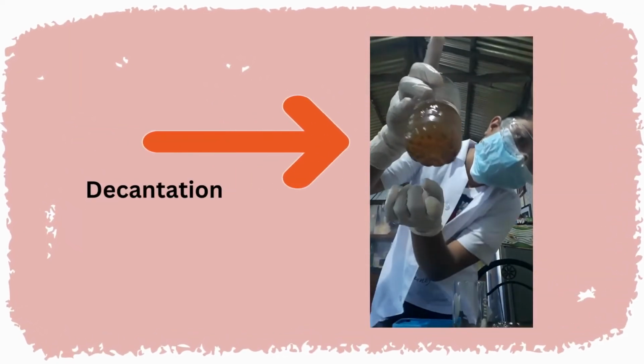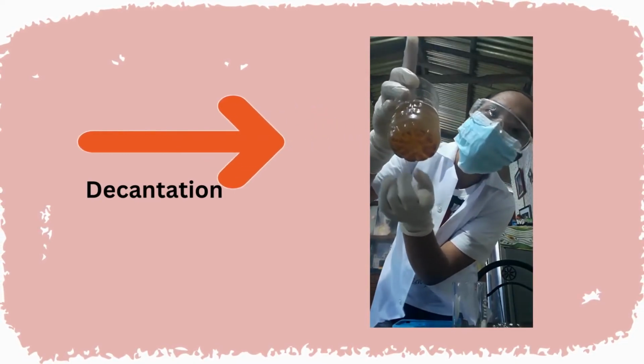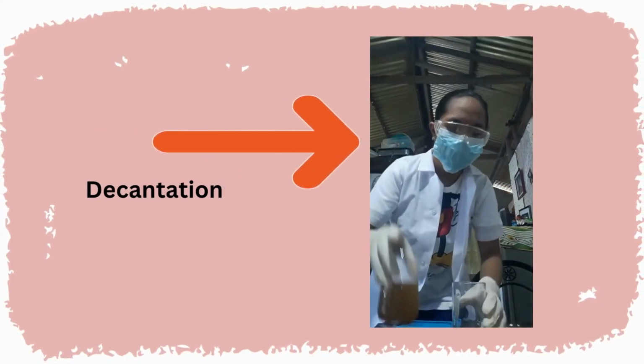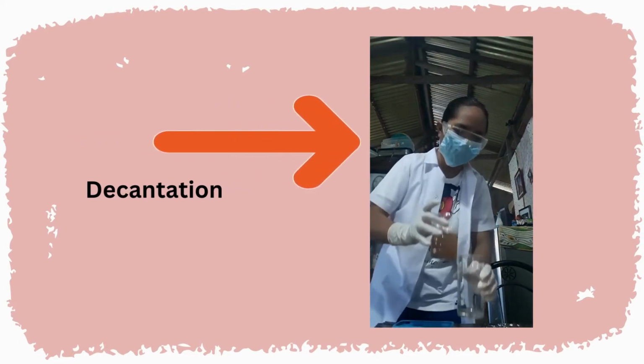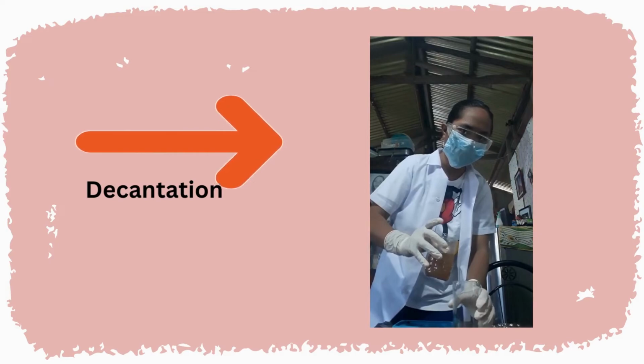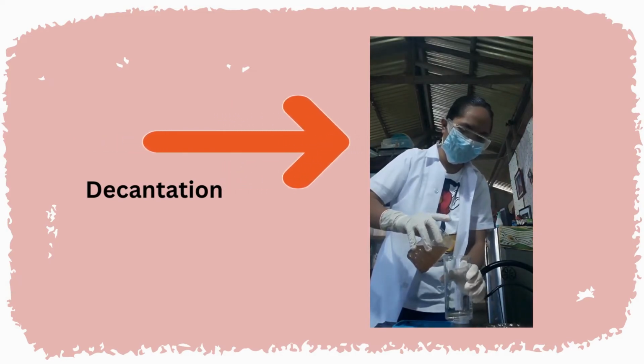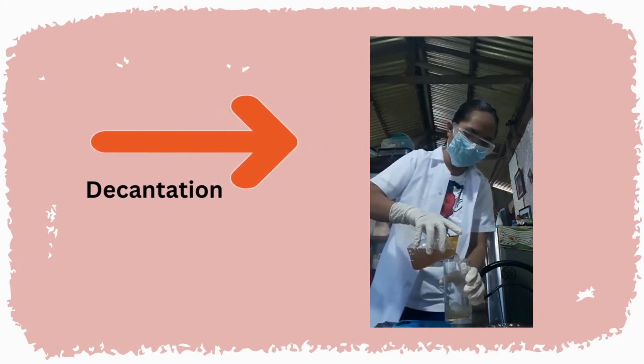So, after a few minutes, you can see the solid was separating from the liquid, and we call it decantation. And we are using an empty clear glass to slowly and carefully pour off the supernatant liquid.